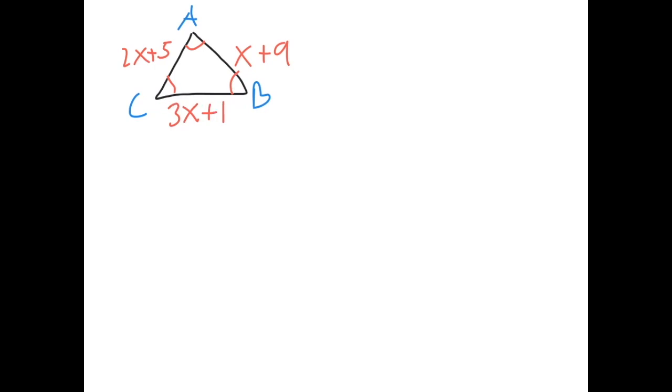So first, let's try to solve for x. Since all these sides are equal to each other, all we have to do is set two of these sides equal to each other, and we can find out what x is. So let's take any two. I'll just take 2x plus 5 and set it equal to x plus 9. And then solve for x.